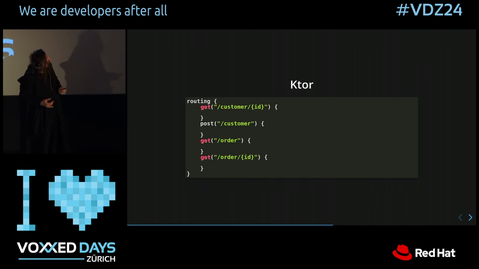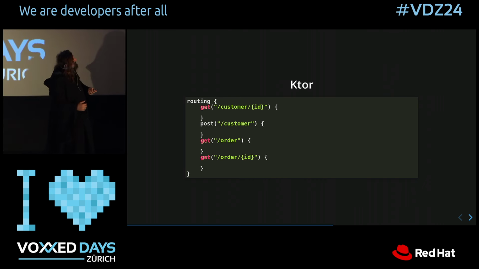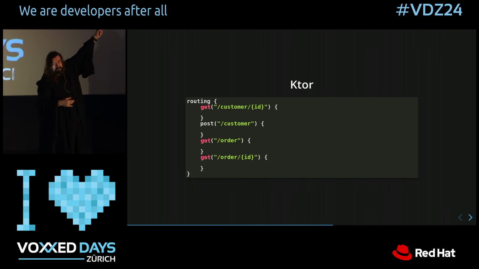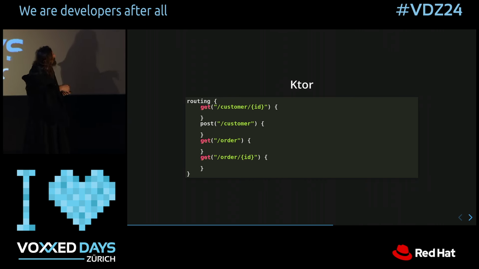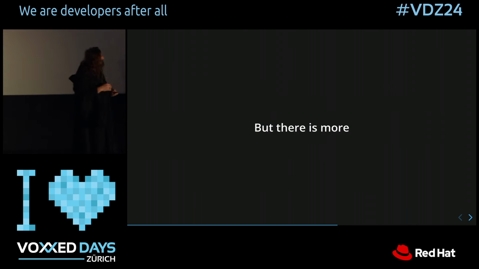The same here, Ktor, so how we define REST endpoints. Instead of crazy annotations that are scanned during build time or runtime, this is just the language. You can actually run and debug how it works. And you can do crazy stuff like put it into a loop. Why not? And there is more.